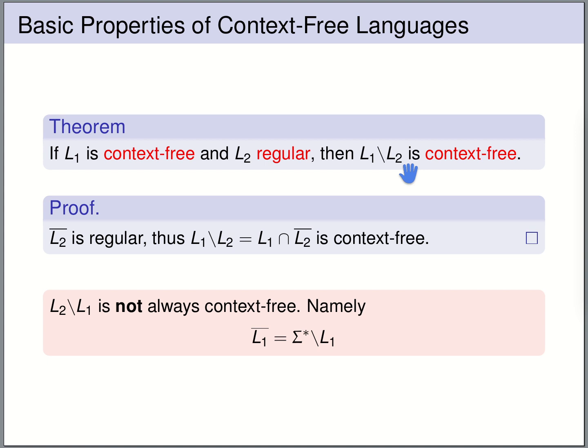And the proof is quite simple, namely the difference of L1 minus L2 can be expressed using intersection and complement. It is L1 intersected with the complement of L2. If L2 is a regular language, then the complement is regular again, and we already know that the intersection of a context-free language and a regular language is context-free. So here it's important that L2 is a regular language in order to conclude that the complement is again regular.